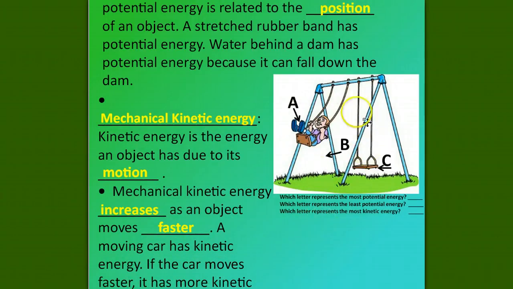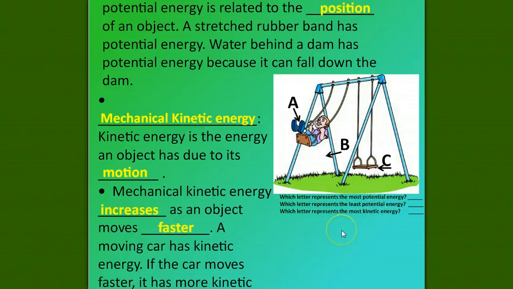I want you to look at this little picture that you have right here. Look at the little boy swinging on the swing. Which letter represents the most potential energy? Remember, which one represents the most position? Potential means position. Is it when the swing's just sitting still? Or is it when he's way up here high, about to go down? Or is it when he was swinging out in the first place? Which letter represents the most potential energy?